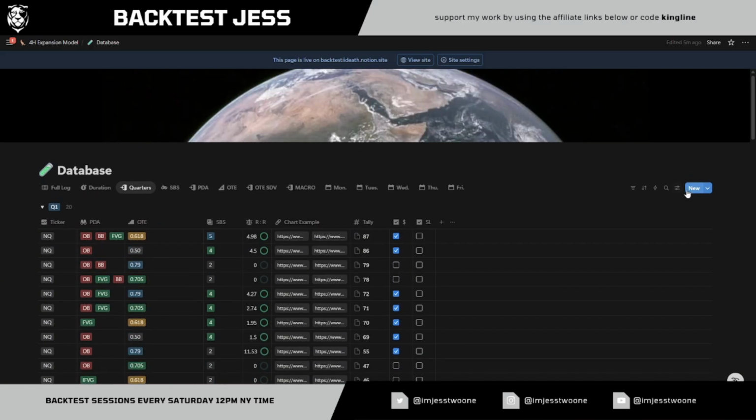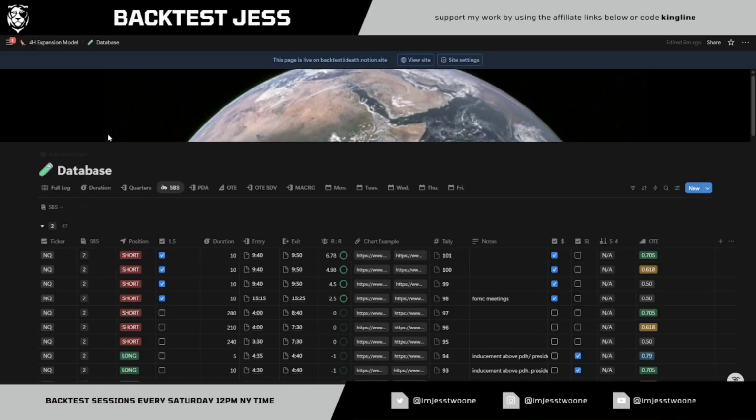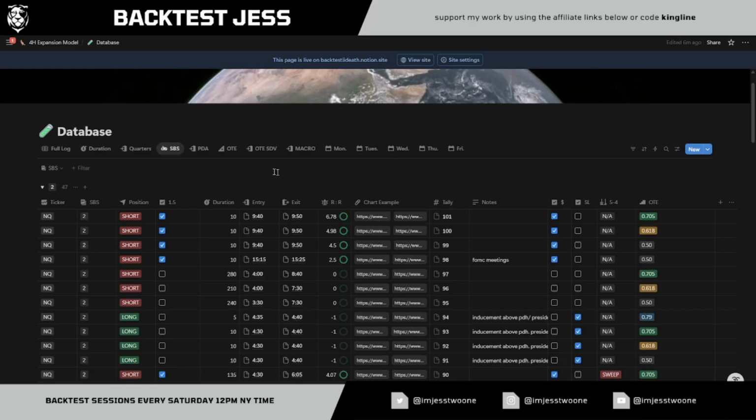And let me just double check that I don't have any additional filters. SBS, I think we can skip. I think I'm going to just delete this altogether since we removed SBS from the entry criteria. But I'm going to just take a glance at it to see if anything sticks out at me.